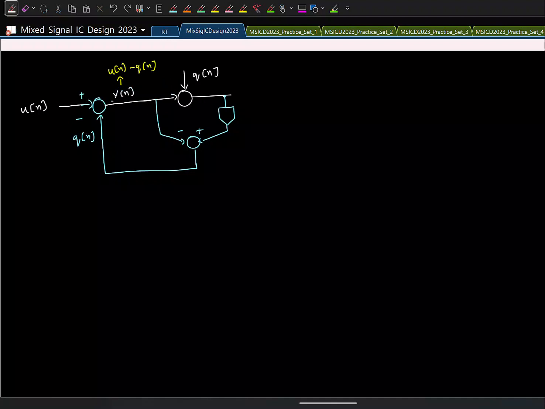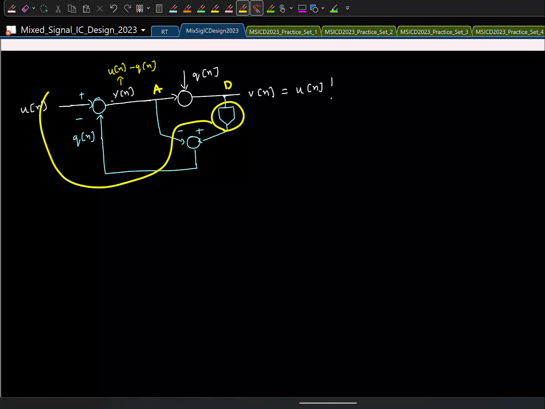So if I look at the final output v of n, what is that? Q of n. That seems crazy. It simply completely eliminated quantization noise. So what's the issue? Now we are subtracting it. We can subtract it. This is the ADC. This is analog. This is digital. I put a DAC. So everything here is analog, right? That issue we had in pipeline ADC is not there here.